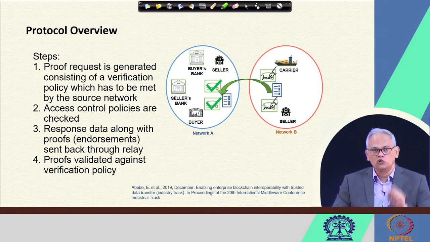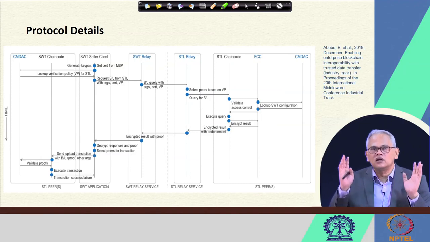Response data along with proofs are sent back through the relay, and proofs are validated against the verification policy. So, that is what we need to follow, so that the data can move from the source network, that is network B, to the destination network, that is network A.